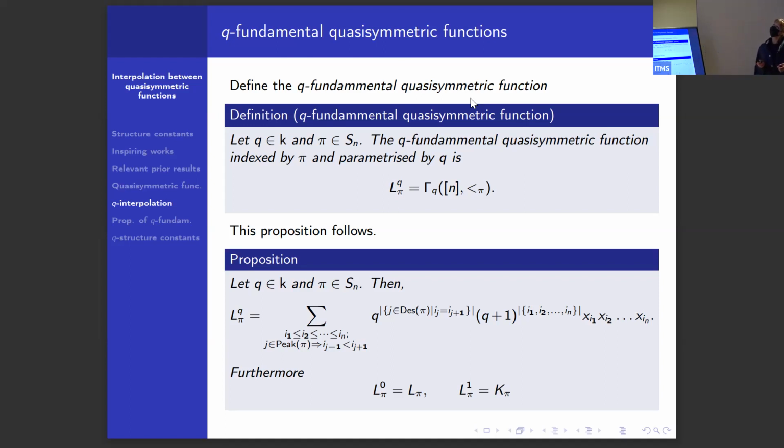Two observations at this point. First, the Q fundamental quasisymmetric function depends at most on the descent set of permutation pi. And the second one, that we immediately recover the explicit expressions for fundamental and peak quasisymmetric functions when setting Q equal to 0 and Q equal to 1.